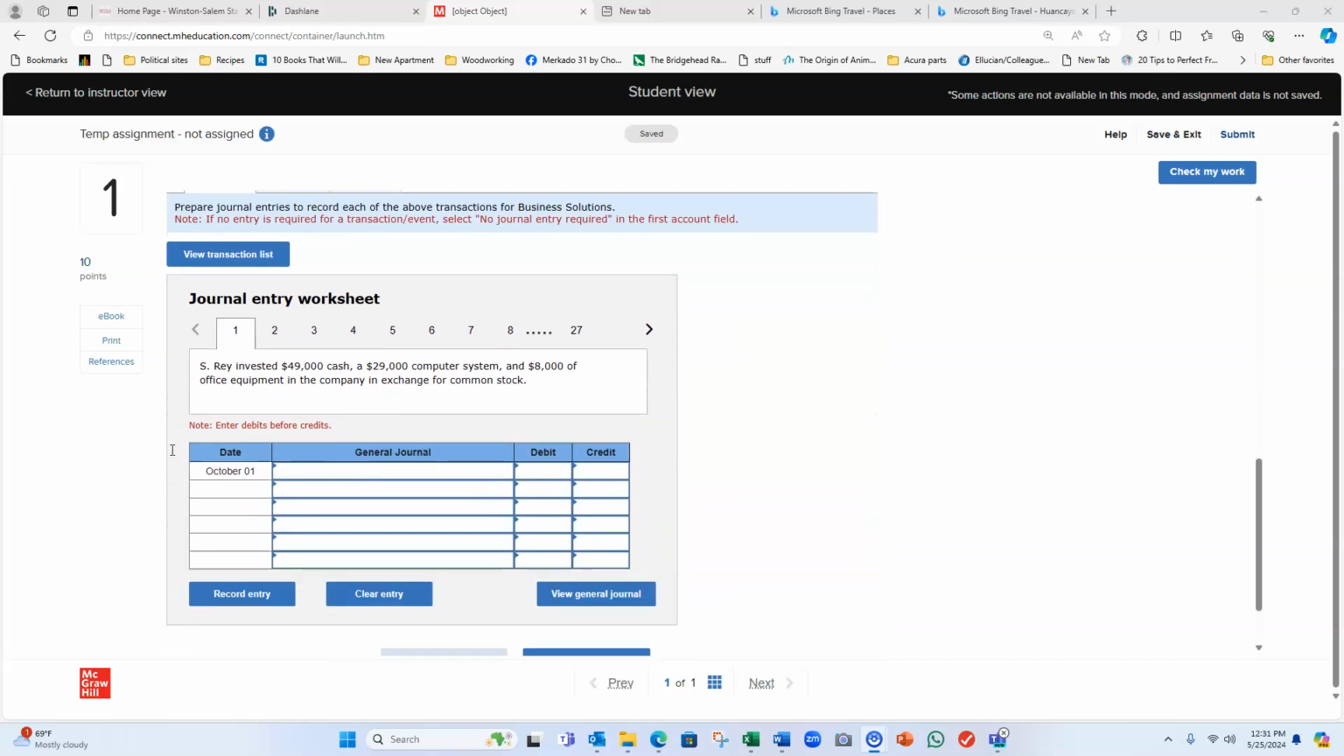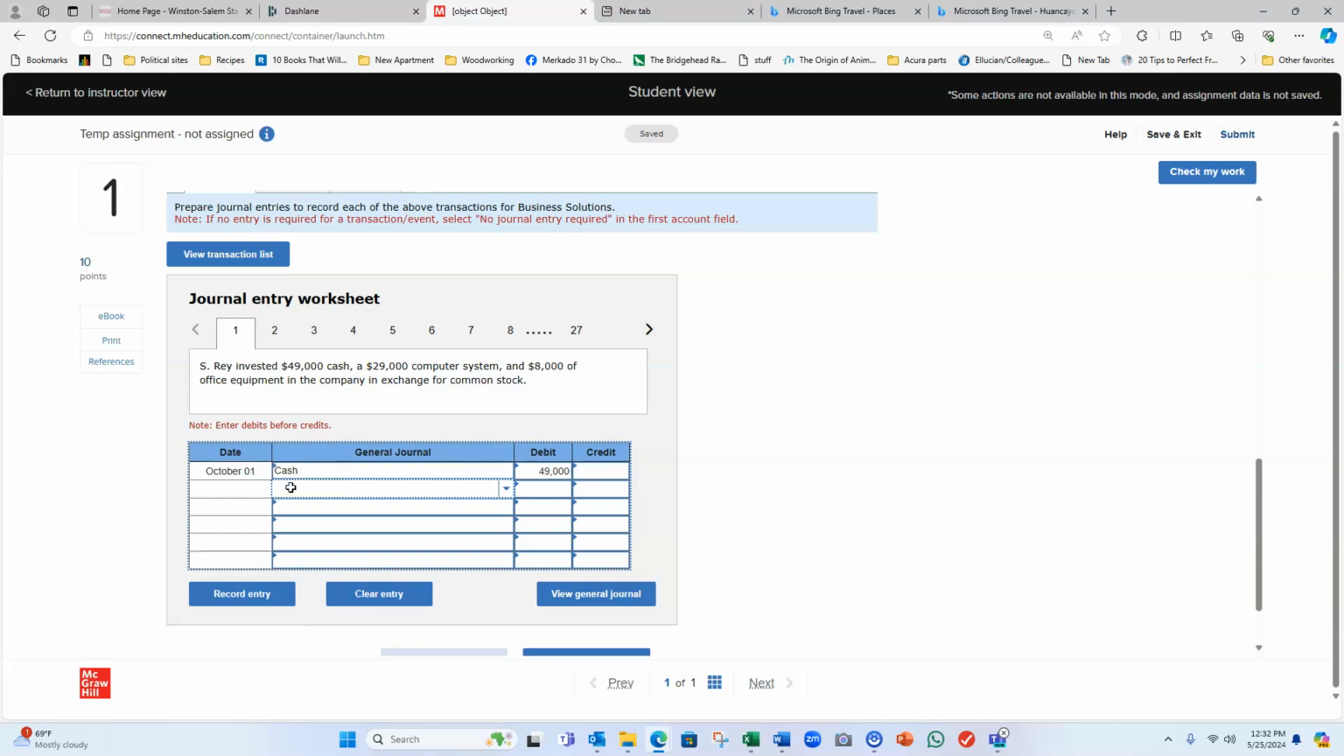The first journal entry. This guy invested $49,000 in cash, $29,000 in a computer system, and $8,000 of office equipment in exchange for common stock. So we have cash. It's going to be a $49,000 debit because cash is an asset. We're increasing cash. Cash has a normal debit balance, so we're going to debit cash.